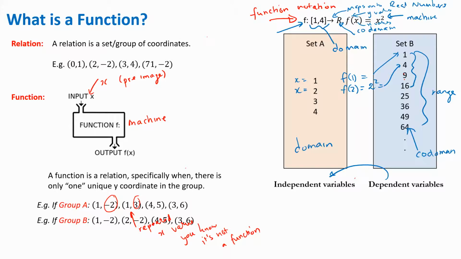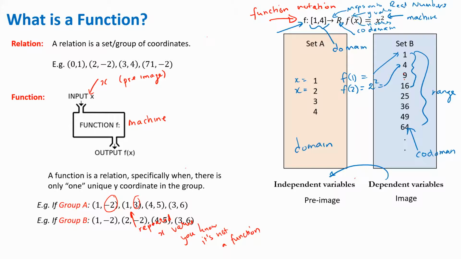So we call it dependent variables, or you can call it the pre-image and the image. You can't have an image unless you have your pre-image. Whatever you're putting into the machine, you put in before you get something out. But if you don't put anything in, then you don't get anything out. That's why this is called dependent.